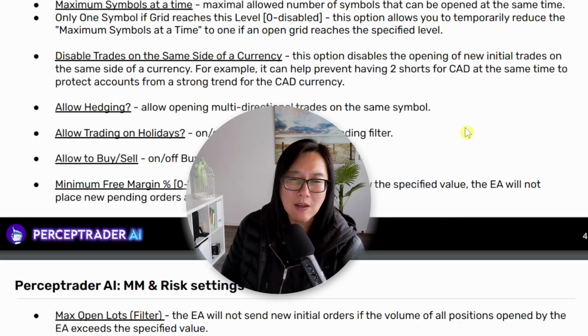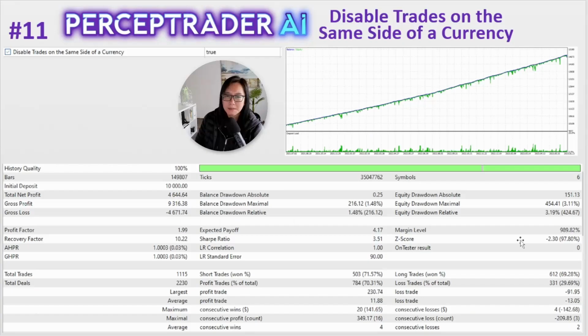This one is designed to help you reduce your drawdown. So if there was a strong movement in one currency, you don't want 2 different currency pairs both having shorts, for example here from the same Canadian. So only one will be in drawdown, not 2 different currencies.